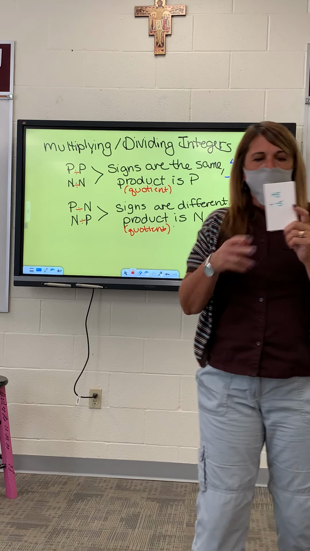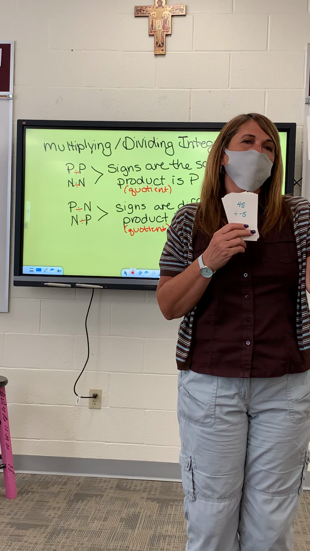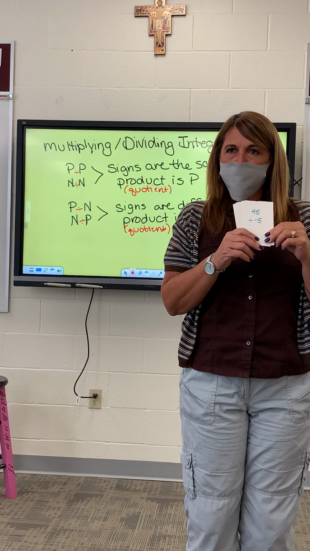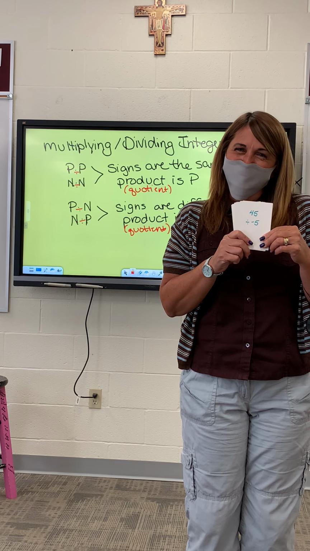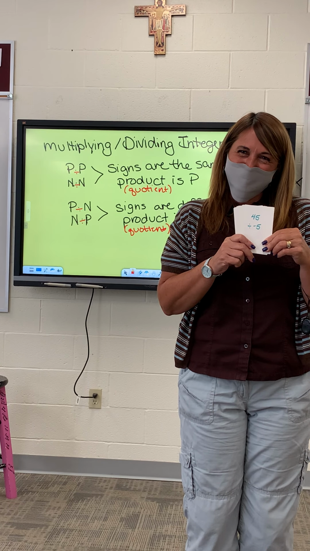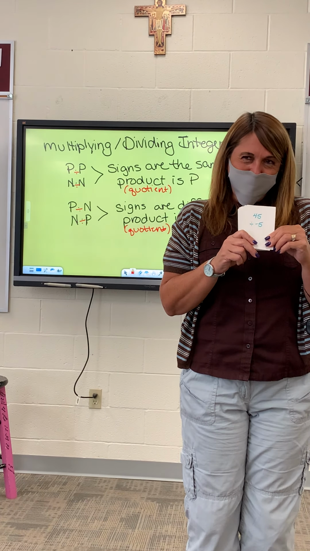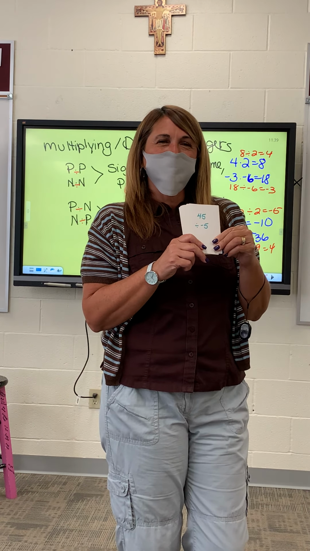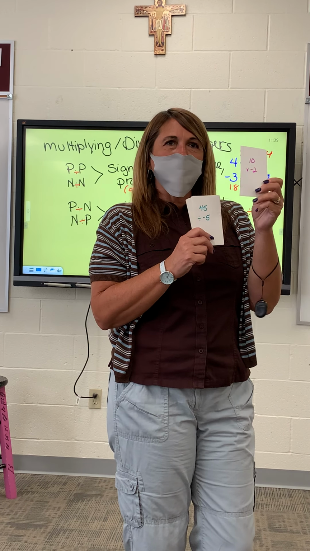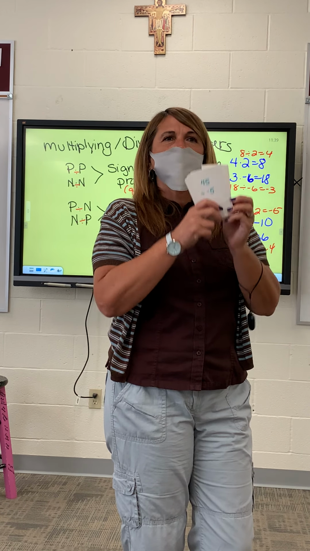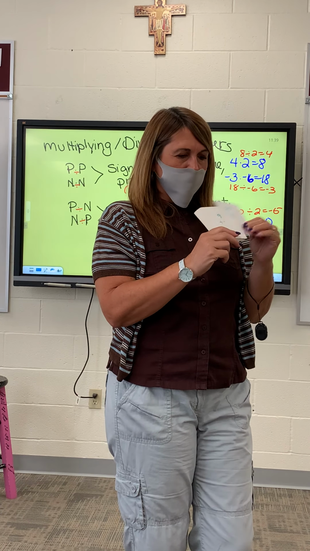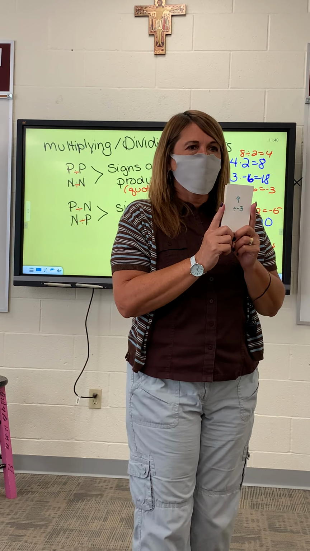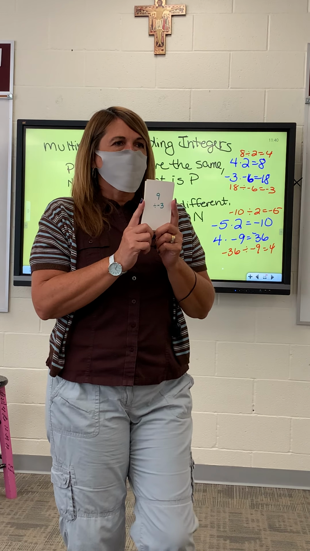And what's the last one? 10 times negative 2, negative 20. Okay, what is 4 plus 5 and negative 5? What do you think? It's gonna be negative, so it's negative 9. John, 9 divided by negative 3. Negative 3. 9 divided by negative 3 is negative 3.